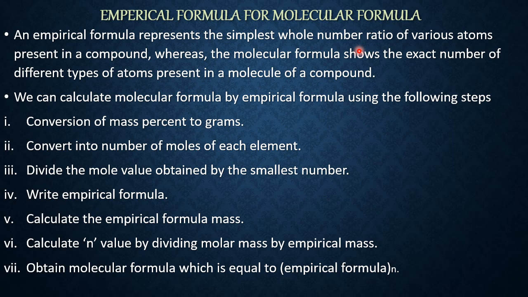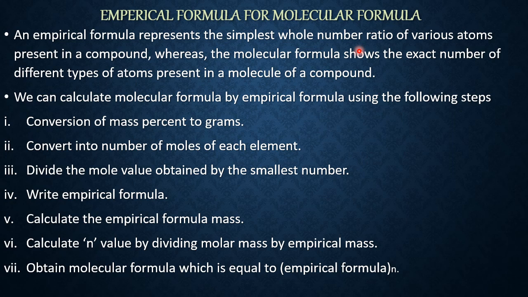One more example. Molecular formula for hydrogen peroxide is H2O2, whereas empirical formula for hydrogen peroxide is HO. Correct? Now, we will go for a third example for the empirical formula and the molecular formula.